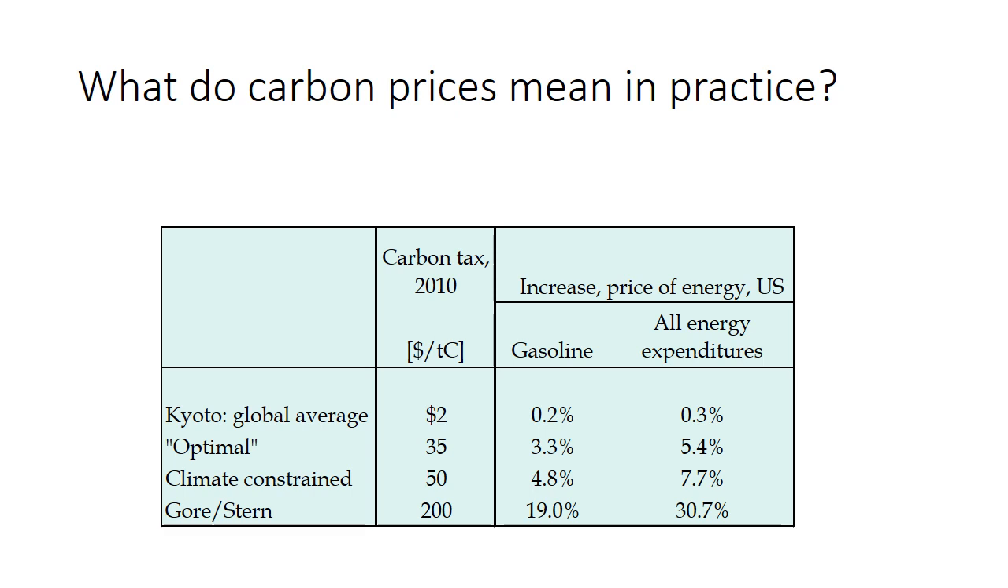So these carbon prices, we're not really going to notice them at fairly low carbon taxes. If we looked at maybe a more ambitious policy like the Gore-Stern policy of a $200 carbon tax, we might see gasoline prices rising by 19%. All right, maybe we would notice that, and that would actually have an effect. We would reduce our gasoline consumption. For all energy expenditures, we would probably, not everyone, but a large portion of people would notice the effect of a 30% increase in their electricity and natural gas bills.